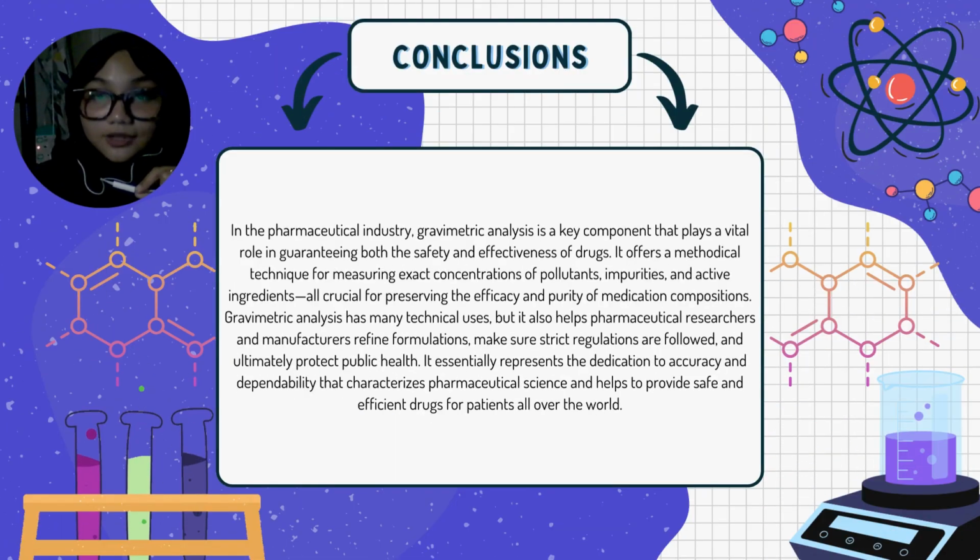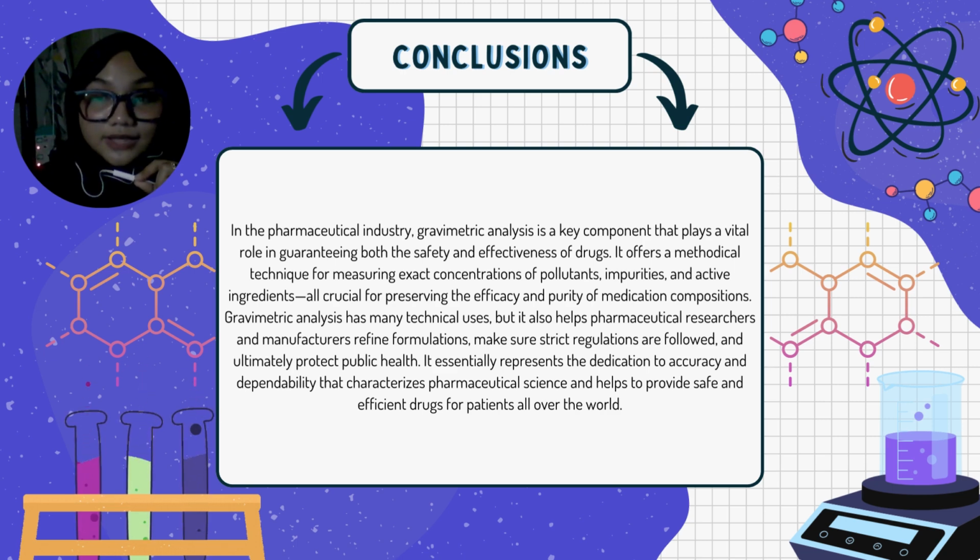In conclusion, in the pharmaceutical industry, gravimetric analysis is a key component that plays a vital role in guaranteeing both safety and effectiveness of drugs. It offers a methodical technique for measuring the exact concentration of pollutants, impurities, and active ingredients, all crucial for preserving the efficiency and purity of medication compositions.